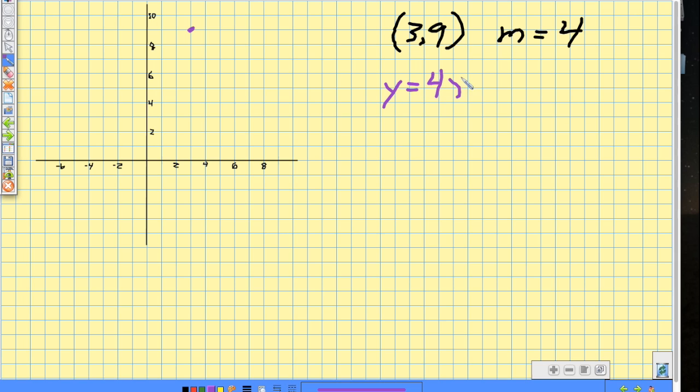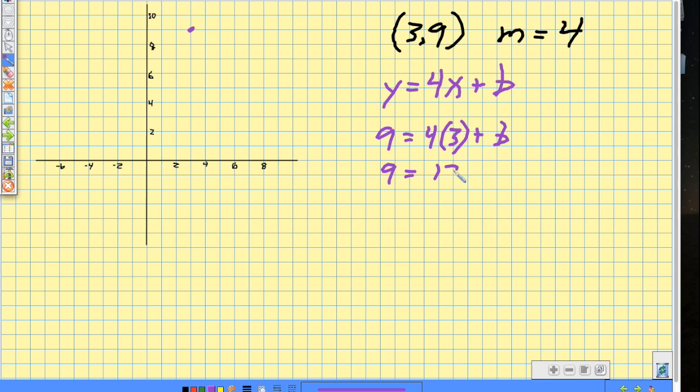4x plus whatever the y-intercept is, b. I know it's 4 because it was given to me right there. I can't plug this in for b, but I can plug it in for x and y. So 9 equals 4 times 3 plus b. You see the x and the y plugged in here now, right?